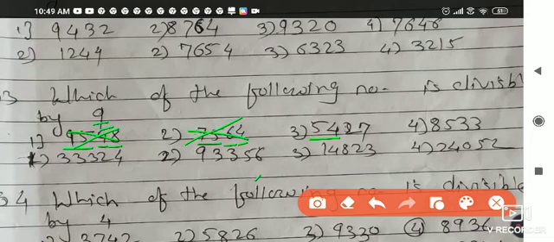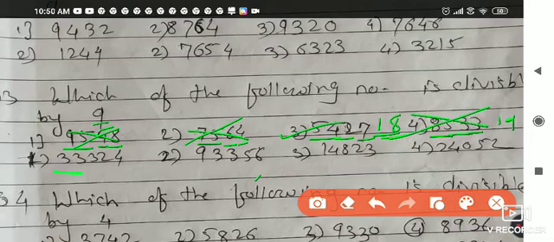Next, 5 plus 4 is 9, 9 plus 2 is 11, and 11 plus 7 is 18. So this number is divisible by 9 because its sum of digits is 18. 9 ones are 9 and 9 twos are 18. So this is divisible by 9. Next it is 8 plus 5 is 13, 13 plus 3 is 16, and 16 plus 3 is 19. So 19 is not divisible by 9, so this number is not divisible by 9.